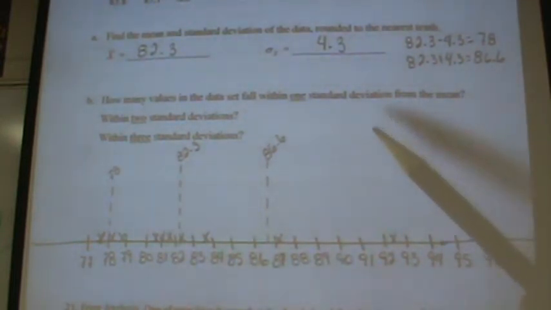So now what it wants us to do is count up for the first part, how many data values fall within that first standard deviation. So we're going to count the values that are within those bars. So we have 1, 2, 3, 4, 5, 6, 7. So we have 7 values that are within one standard deviation.